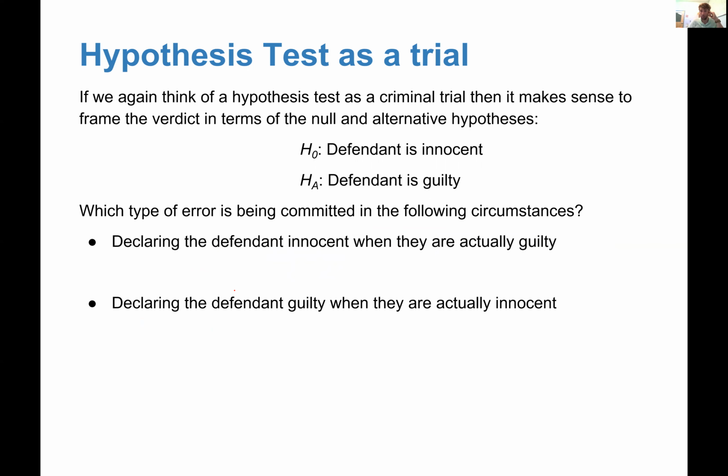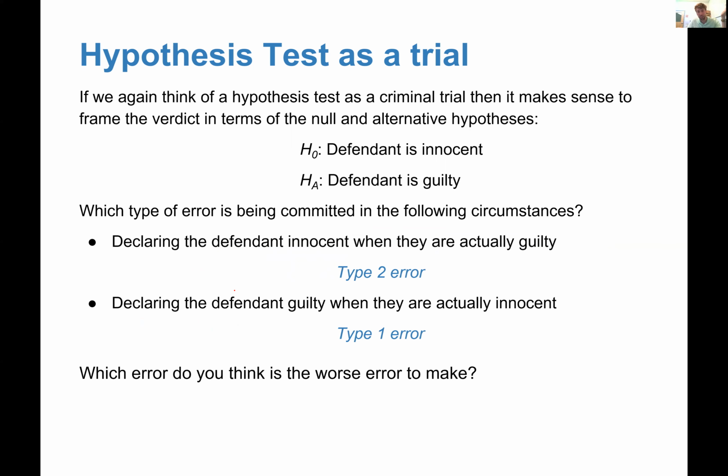So which type of error is being committed in the following circumstances? Declaring defendant innocent when they're actually guilty. All right, remember from last slide. The answer is type 2 error. All right, and then the other one is going to be the opposite. It's type 1 error. So which type of error do you think is worse to make?